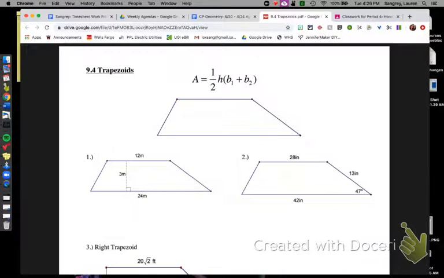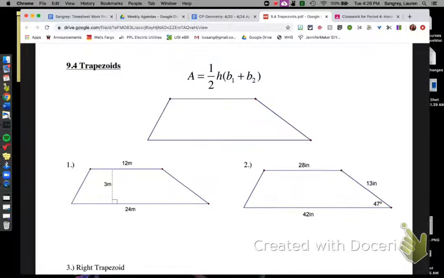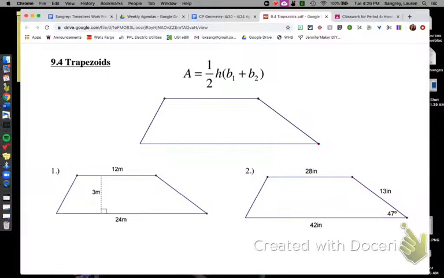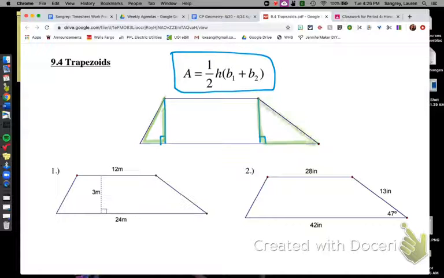So what we need to know first is our area formula for trapezoids, and it is 1/2 times the height times the bases added together. And similar to parallelograms, when we draw in our height, it's going to be really helpful to us in most of our problems if we draw them so that we definitely see right triangles on either side.